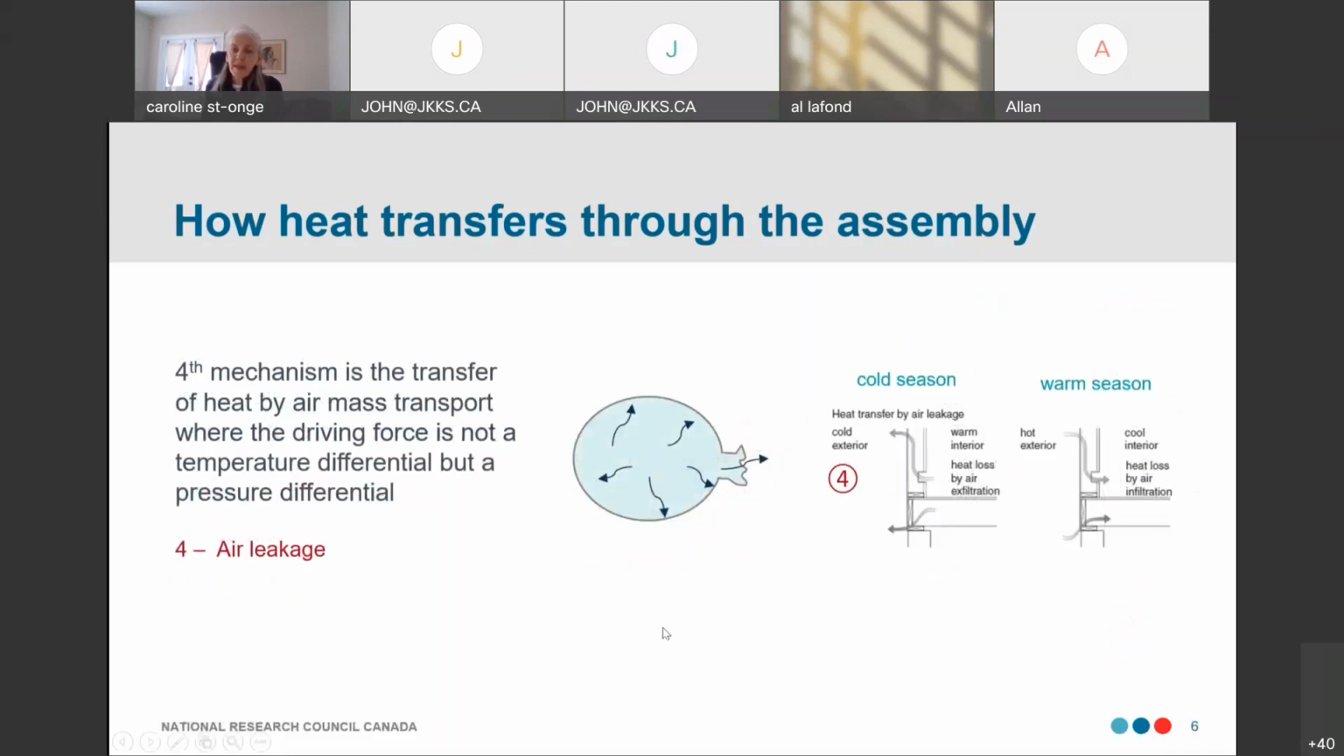But there is a fourth mechanism of heat transfer, and this is air mass transport, where the driving force is not the temperature differential, but the pressure differential. This occurs in the wall when there are holes, so the air would flow by mass transport. For example, holes within the walls where you have penetrations, like electrical boxes, the perimeter of pipes, or gaps between the window frame and the rough opening. And this can occur in the opposite direction during the warm season.